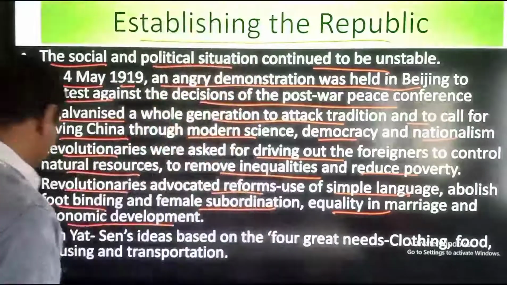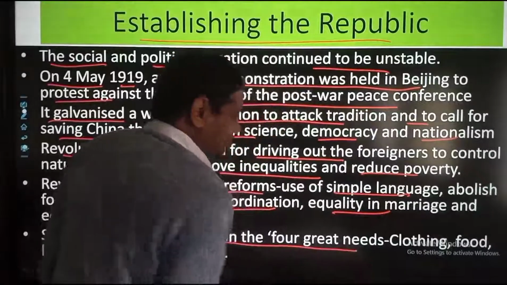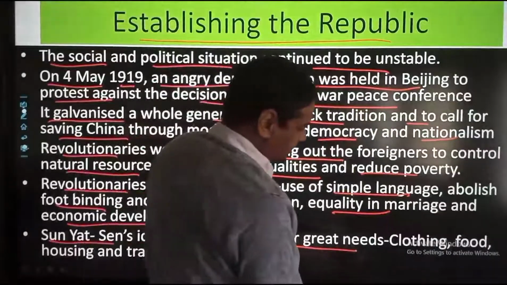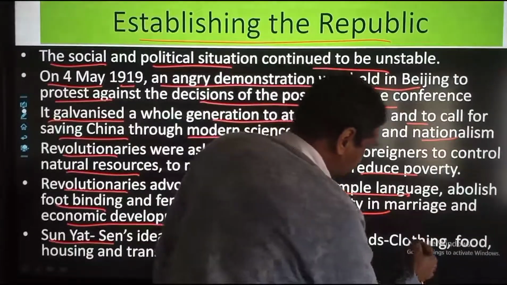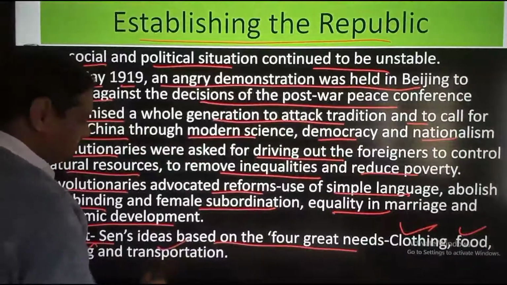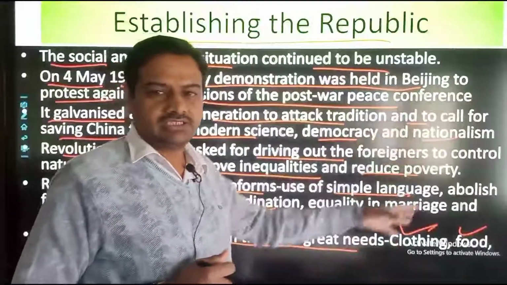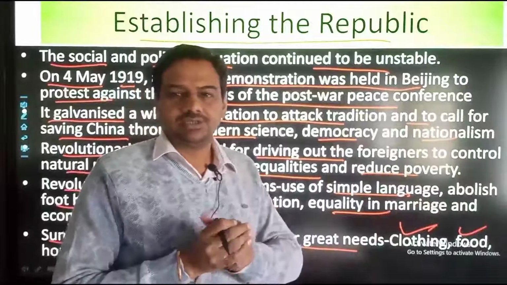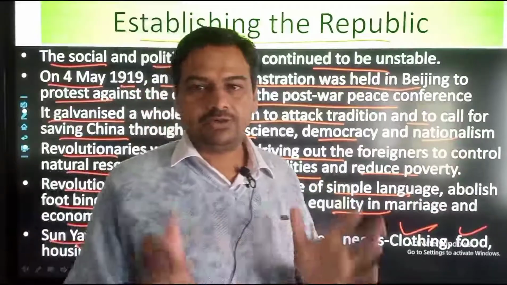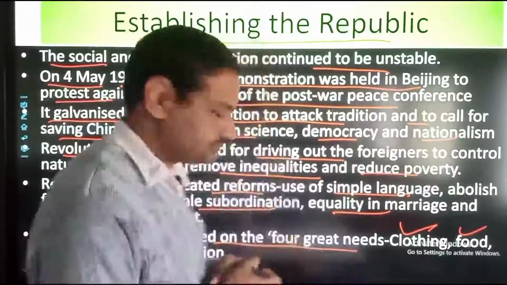Sun Yat-sen's idea was based on the four great needs. So Sun Yat-sen considered these to be the four great needs of the Chinese. First is clothing, second is food, third is housing, and fourth is transportation. So more emphasis was laid on providing the Chinese with these basic needs, which was considered important by Dr. Sun Yat-sen, who was also a republican.